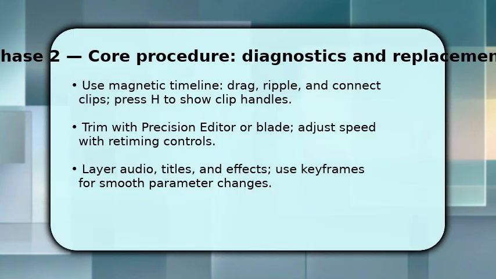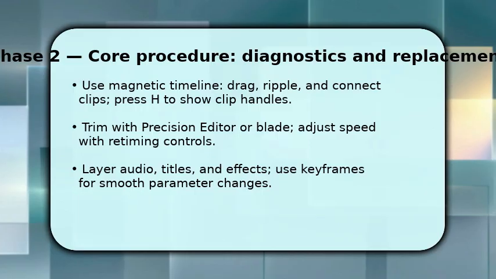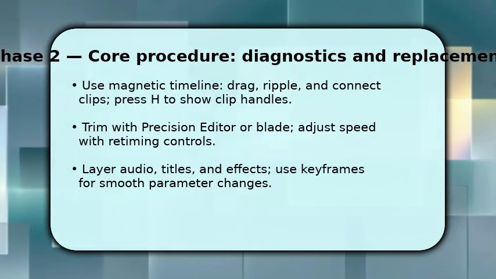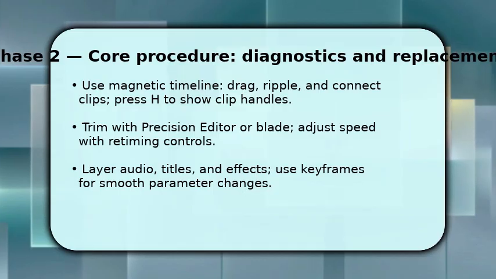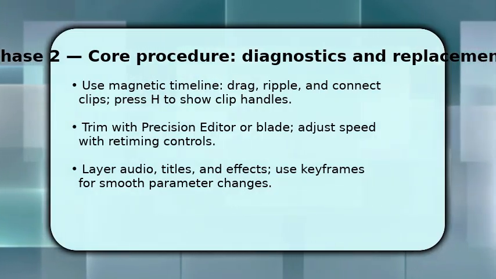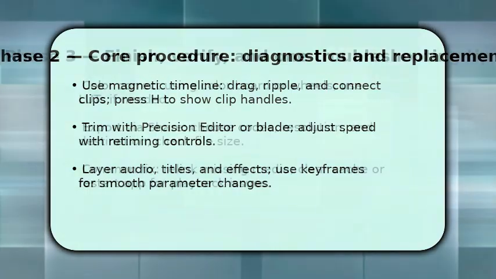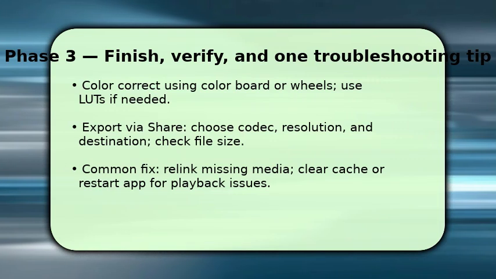Add B-roll by connecting clips above the primary storyline and adjust audio levels with fades and keyframes so dialogue stays audible. Once done, use retiming to create speed ramps and apply titles and effects sparingly to maintain clarity. You finish by color correcting and balancing audio. Use the color board to set exposure and white balance, then apply a LUT if desired.